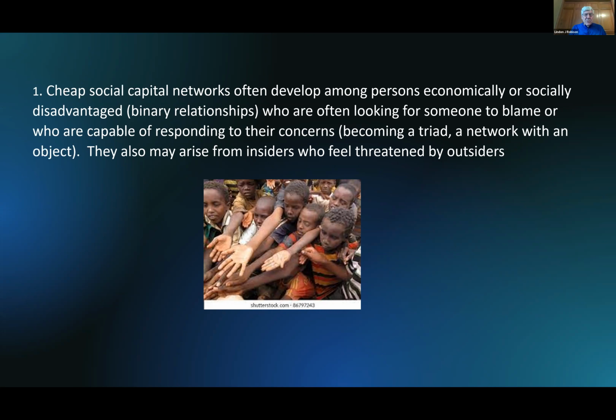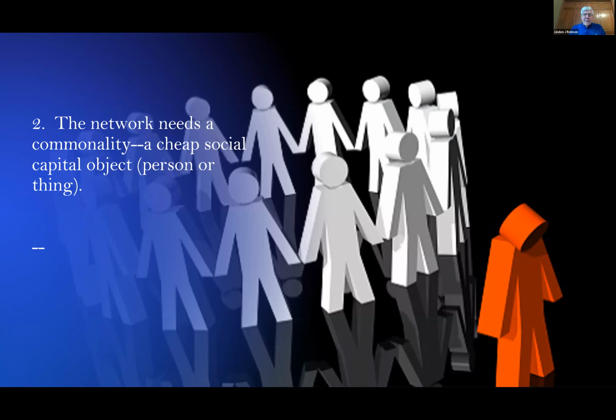And condition number two would be, if there's going to be a cheap social capital network, they need a commonality. They need, in this case, an object that they can all agree to blame or to express disdain, someone that is worthy of fear or viewed as threatening. So condition number two is there has to be an object that they can share antipathy toward, otherwise they can't form as a network.